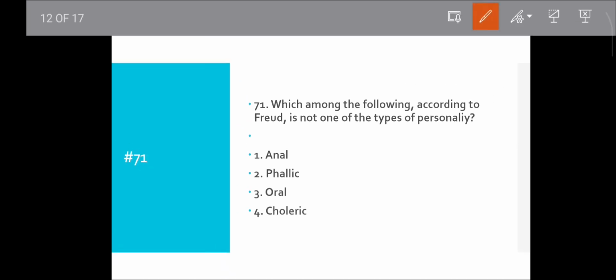Which among the following, according to Freud, is not one of the types of personality? Anal, phallic, oral, choleric. Which one? According to Freud, anal, phallic, oral are the types of personality, according to Sigmund Freud. Then choleric is one of the personality types of Hippocrates. So choleric belongs to Hippocrates' temperament theory, not Freud. So option 4 will be the correct answer. Move to the next question.